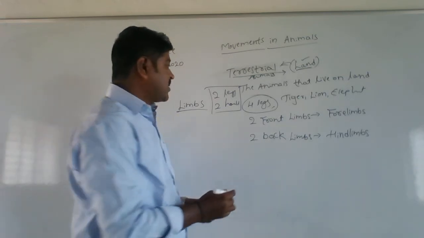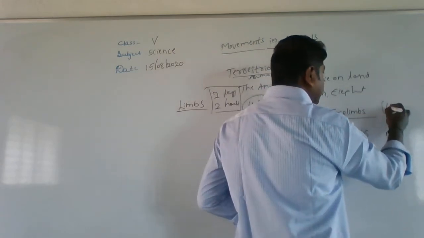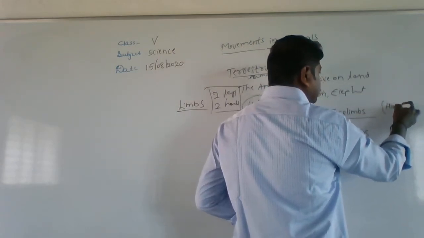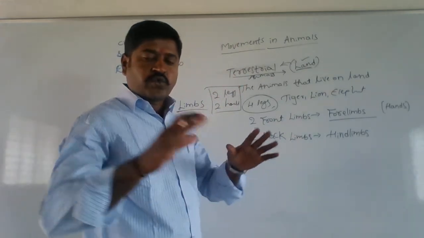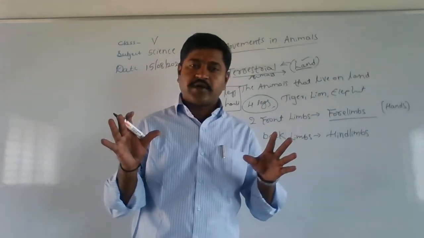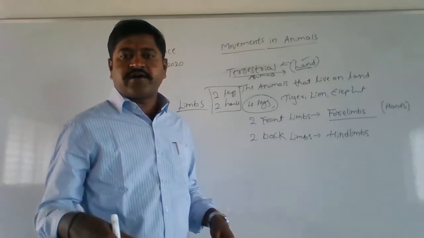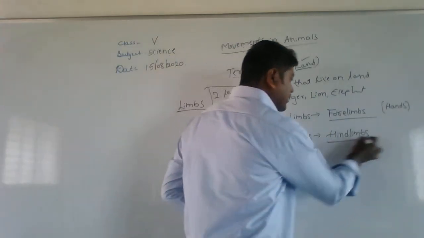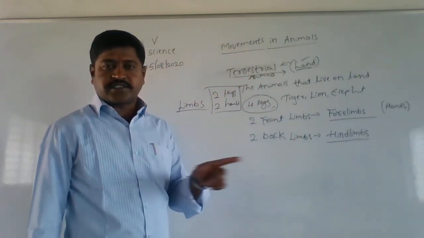Our two hands are said to be forelimbs. Is this clear? So these two hands are said to be our forelimbs, whereas the legs that we are standing on are said to be our hind limbs. I think this is clear, children.